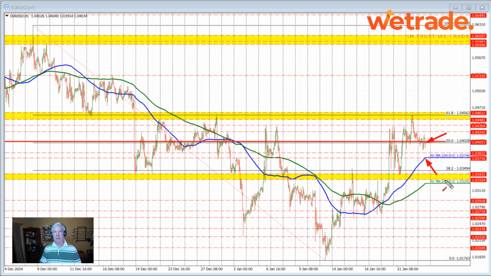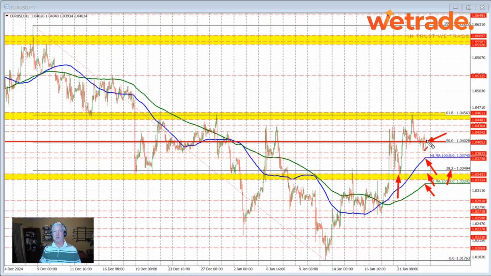On the downside, we have the 100-hour moving average. We have the broken 38.2% retracement, the rising 200-hour moving averages targets, and also this swing area down here, which held the low in trading on Tuesday, which is interesting as well. So those are the targets for downside.